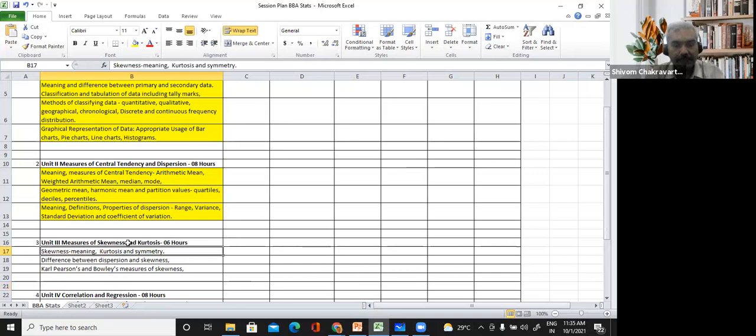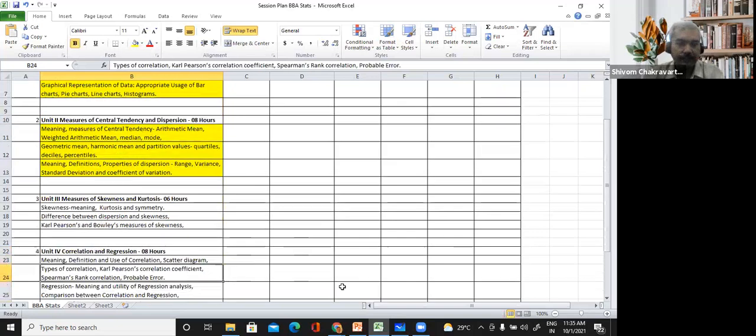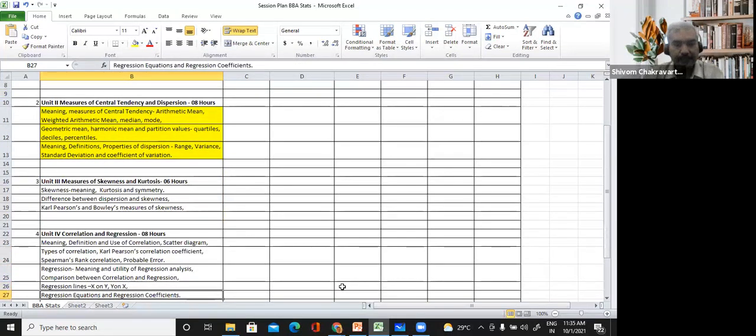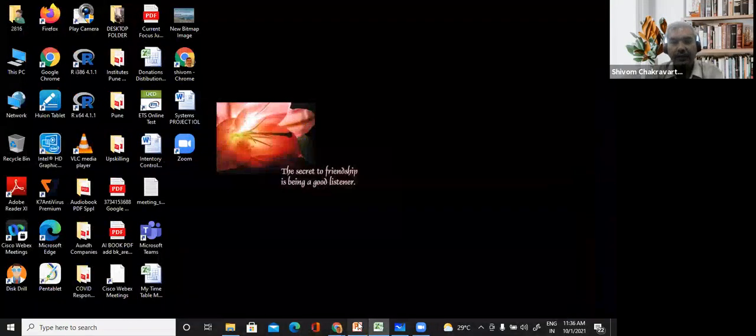So we are starting with unit 3. As you can see, this is unit 3. Then after that, we will do, of course, unit 4. It wouldn't have harmed to start unit 4 and then come to unit 3. But as it is given, we can go by this sequence. So we are starting with skewness.